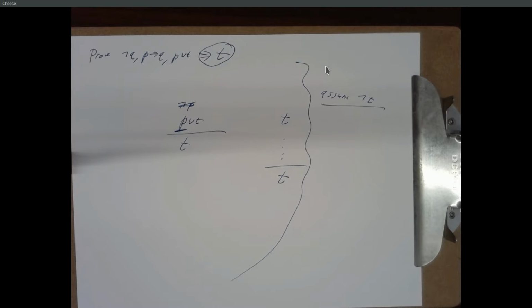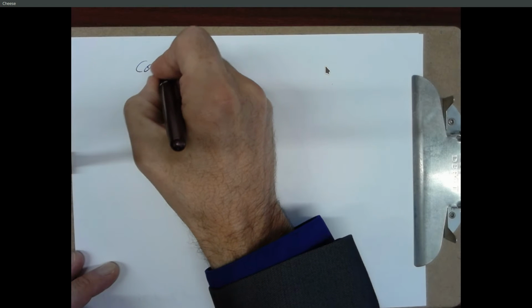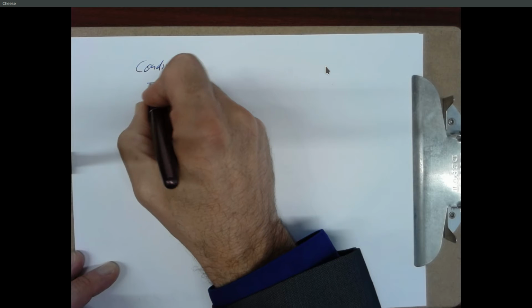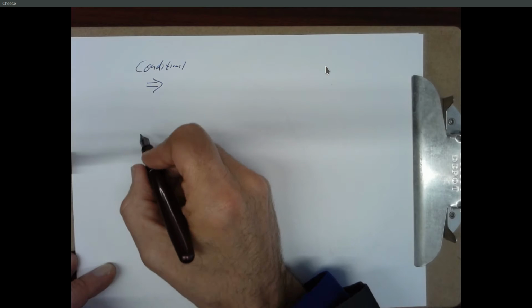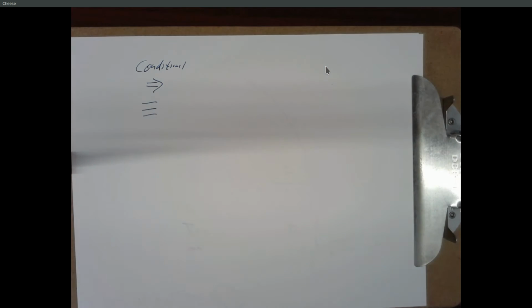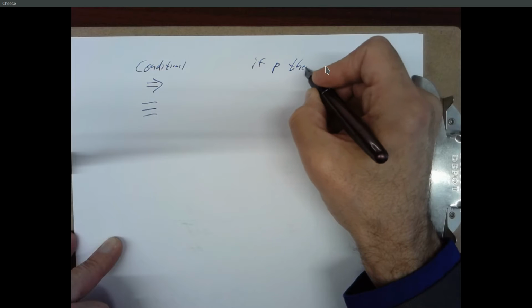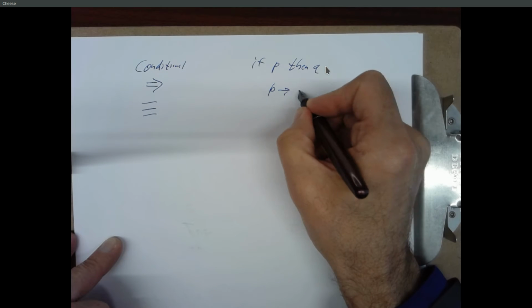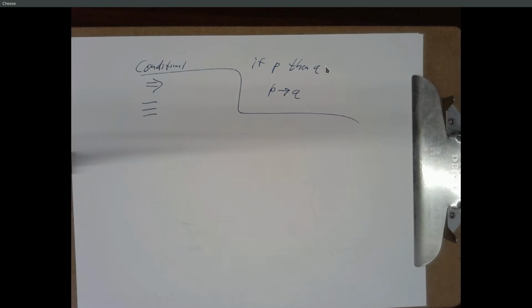Can you talk about the difference between the conditional, the implication, and equivalence? Conditional, the implication, which is like the double line arrow, and then equivalence. Good, so conditional: if proposition P is true, then proposition Q is true, and we usually write it like this. That's a conditional statement, or an implication.